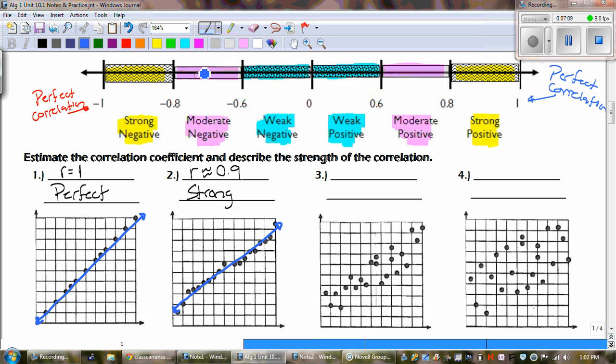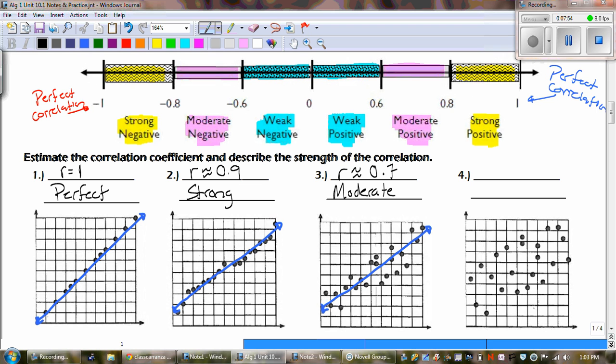All right, number 3. Once again, I'm going to draw a line that goes right there. And see how the points are getting farther apart? The farther apart they're going, that means my correlation isn't going to be as strong, okay? And this is an example of moderate correlation. For moderate correlation, if you look right here, it's between 0.6 and 0.8. So what number is in between there? 0.7, okay?